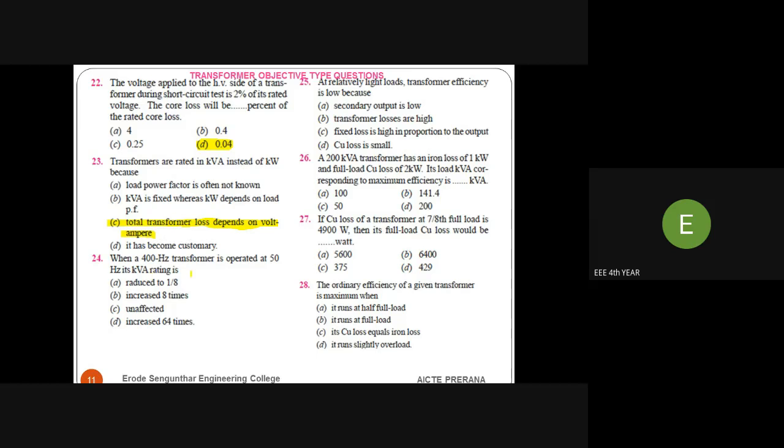When a 400 hertz transformer is operated at 50 hertz, its kVA rating is reduced to 1 by 8.